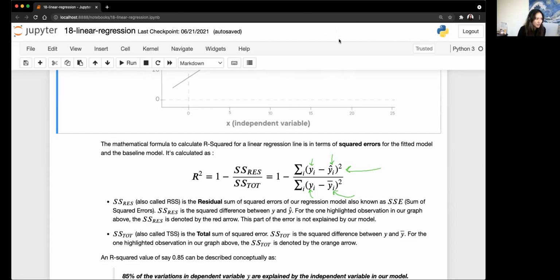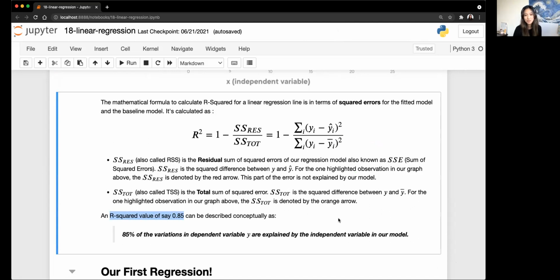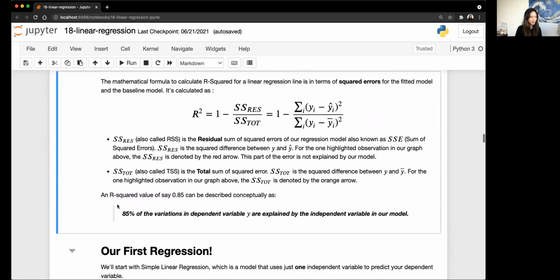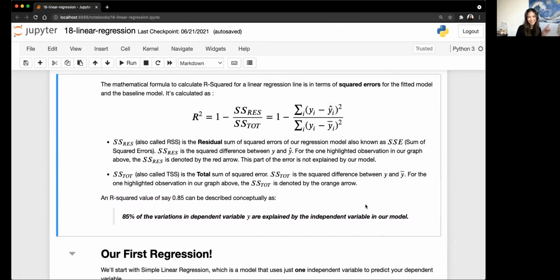One last thing about R squared is, how do you interpret R squared? So let's say you get an R squared value of 0.85. Actually, in your project, whenever you run a regression and you get an R squared value, I do want to see this interpretation. If you get an R squared value of 0.85, you should describe it conceptually as 85% of the variations in the dependent variable y are explained by the independent variable in our model. So in a little bit, we're actually going to run through an example right after this, and we're going to interpret it this way. I know we've talked about a lot of concepts so far.